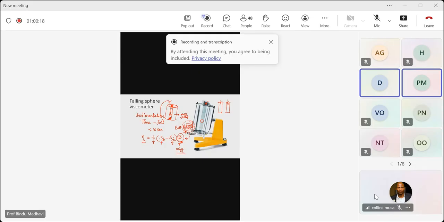Repeat the formula. Prof, you said SB is the specific gravity of the ball. What about SF? Fluid, the liquid that we filled.